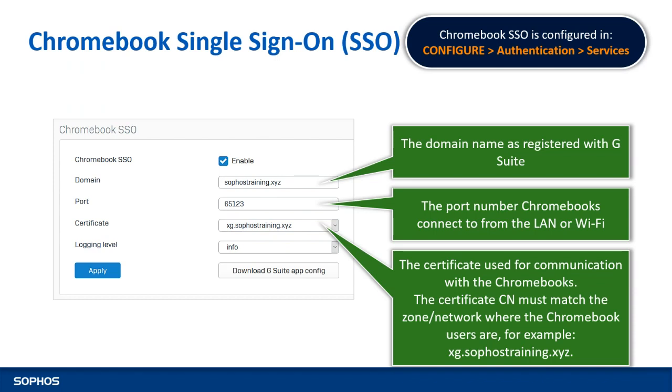Okay, so a couple of things to remember. You will need to enable the Chromebook SSO service in device access for the zones where the devices are located. You will also need to create a firewall rule that allows the Chromebooks to access the Google IP and the Chrome Web Store.